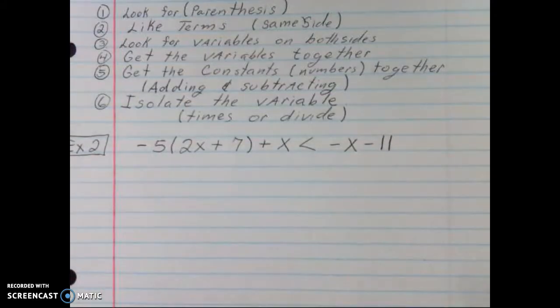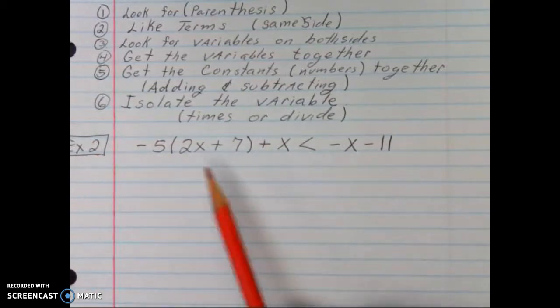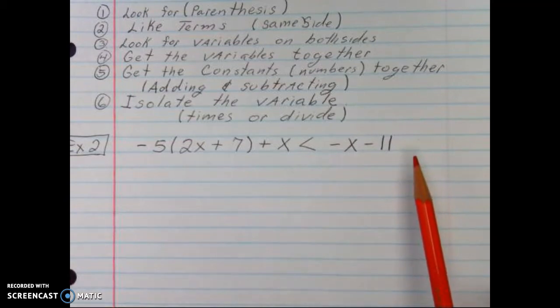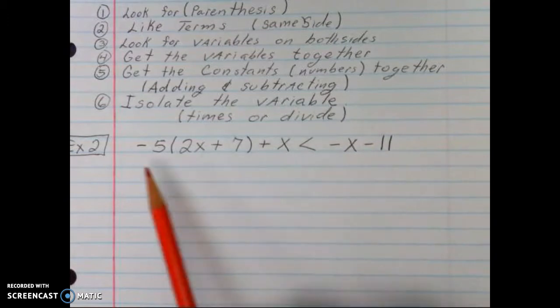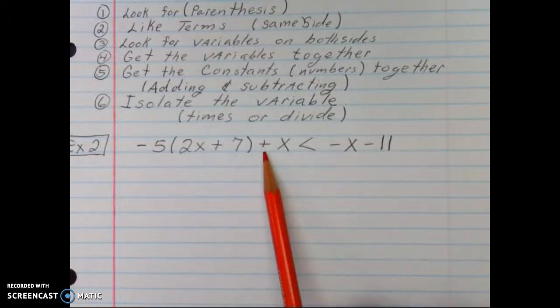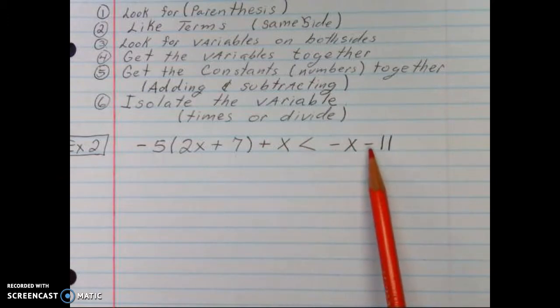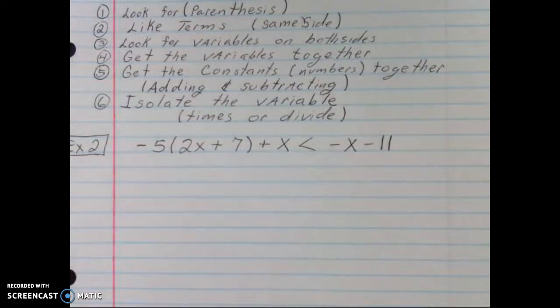All right, so here's going to be our example 2. And this is going to be our equation. So if you need to, hit pause right now and copy this down. And this is how it reads, though. Negative 5, parentheses, 2x plus 7 plus x less than negative x minus 11. So again, make sure you have this copied down. I'll give you a second or two. All right, you have it copied down.